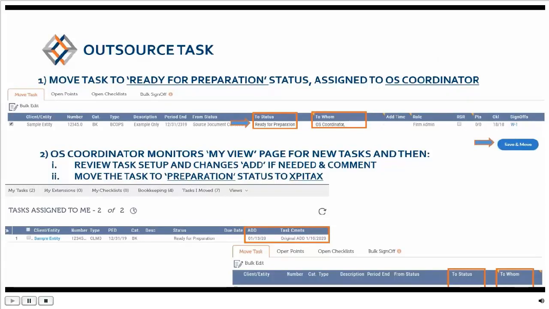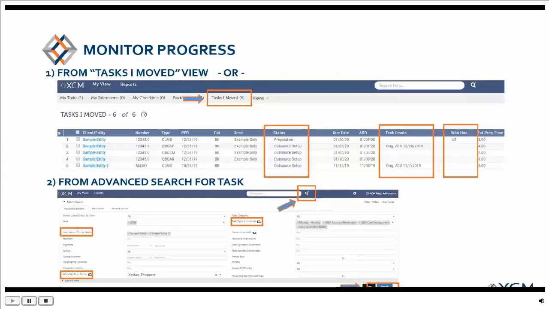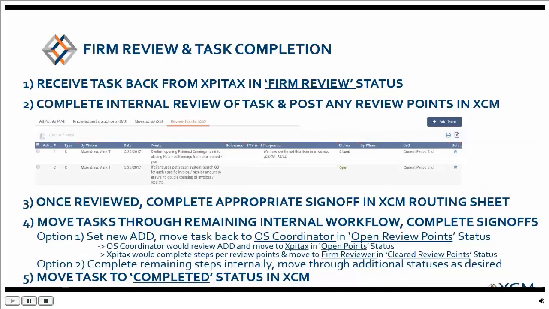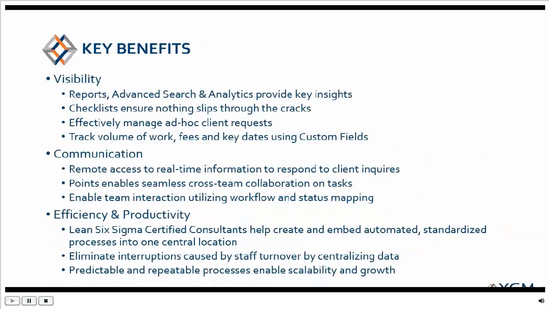This is how you would outsource the task. Again, this is just putting everything together in a comprehensive step-by-step guide. So this is actually sending it to ready for preparation, etc. And then monitoring your progress, you can either look at tasks moved, or you can go to the advanced search. Questions posted, questions answered, it's walking you through that. It's telling you how to set a new anticipated delivery date if the outsource coordinator has any conflicts when they receive all the work. Firm review and task completion, it gives you some options here as to whether you want to complete it in-house or whether you want to send it back to the remote staffing member.